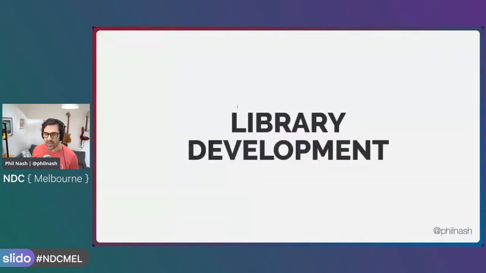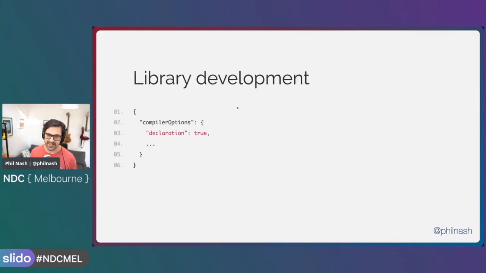Finally, if you're doing library development, this is an important one, especially if you're moving a library from JavaScript to TypeScript: in the compiler options in tsconfig.json, put that declaration to true. And that's going to, once you've compiled and output the JavaScript, also output those .d.ts declaration files, which provide TypeScript types to the rest of the ecosystem.